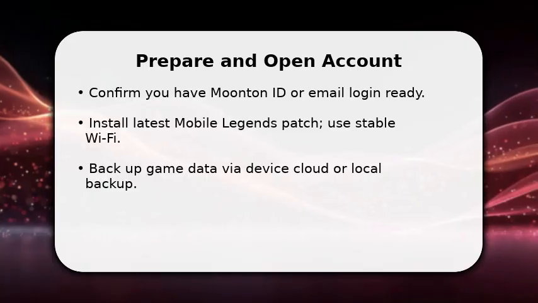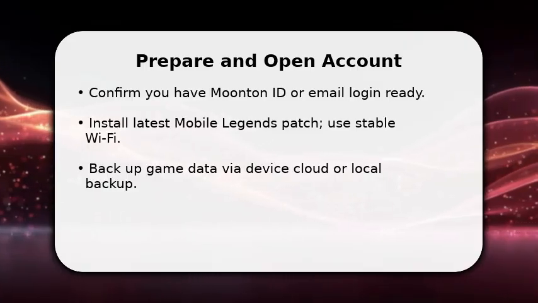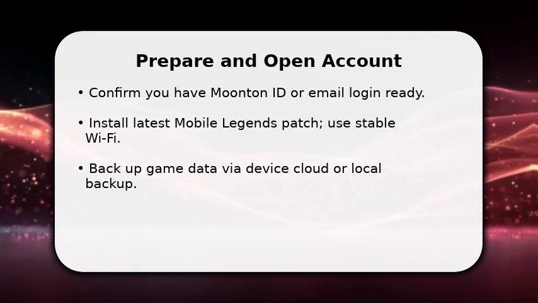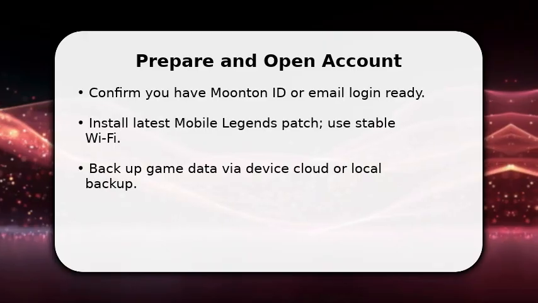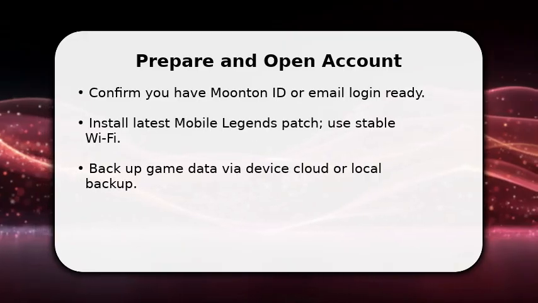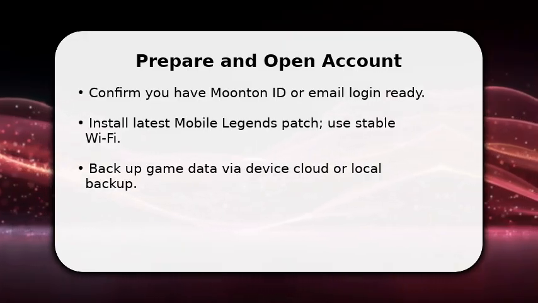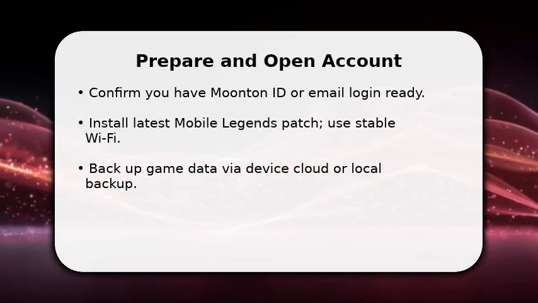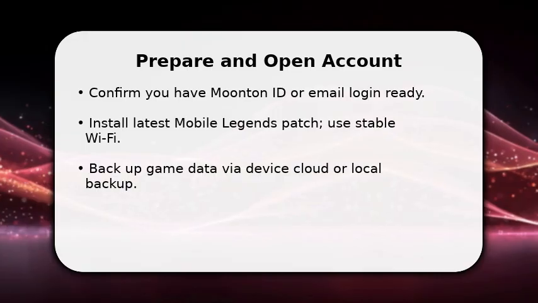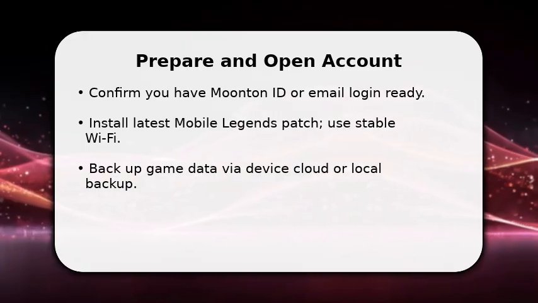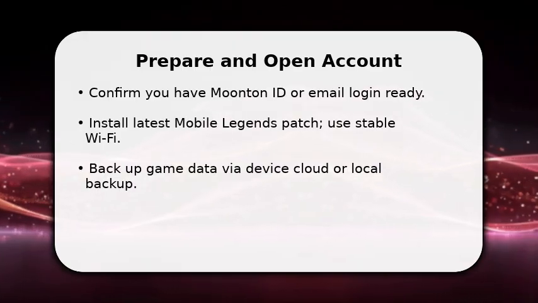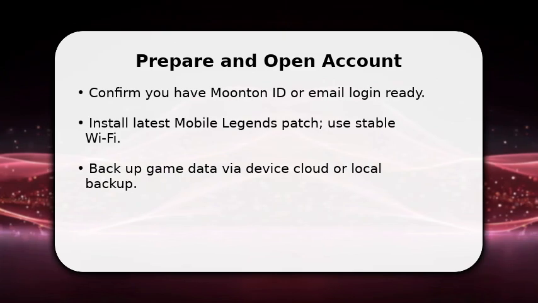Enjoy the video. You start by confirming the account you want to link: Moonton ID, Facebook, Google, or Apple. Once done, open Mobile Legends and go straight to Settings account. Make sure you're on a stable Wi-Fi connection because syncing can fail on mobile data. This prevents partial links. You should also back up any local progress first, so you can restore if something goes wrong. Now tap the Account panel to view available link options and prepare to authenticate with your chosen provider.